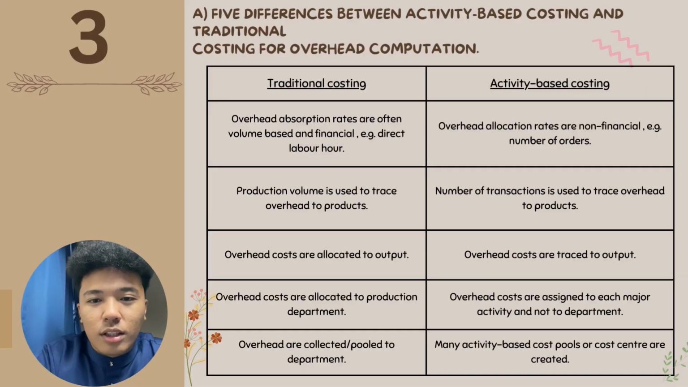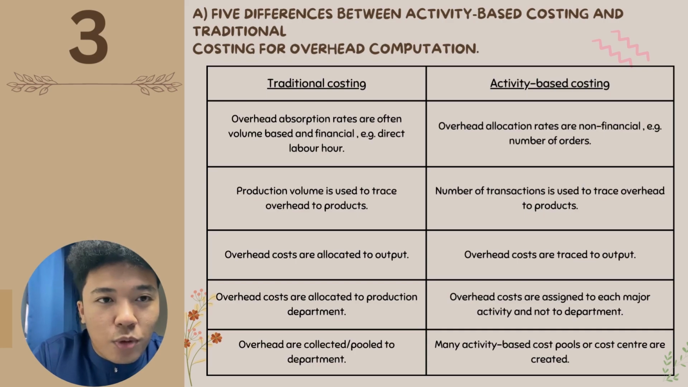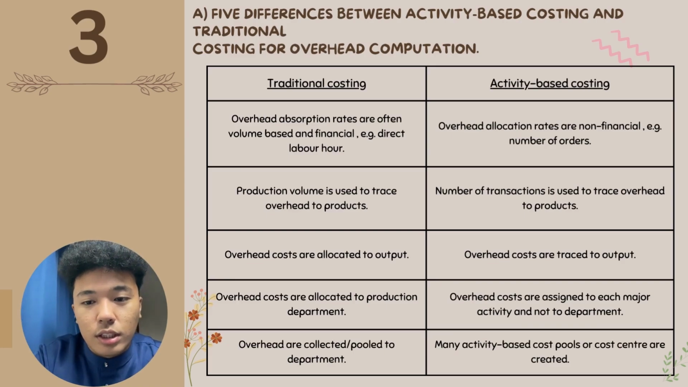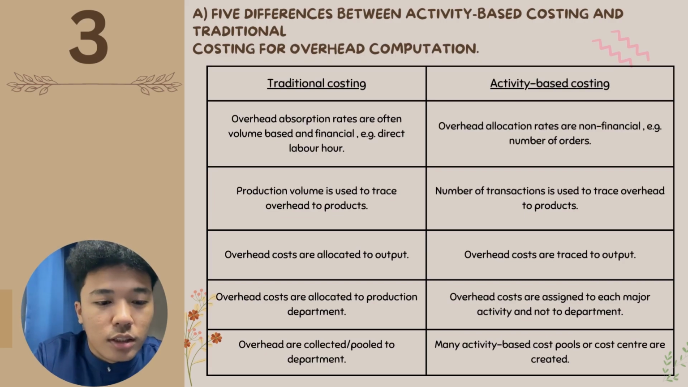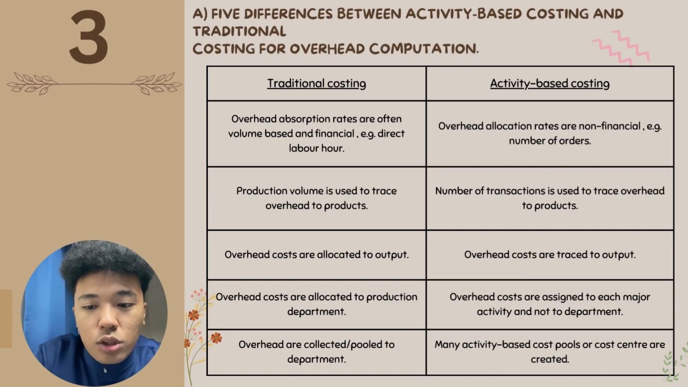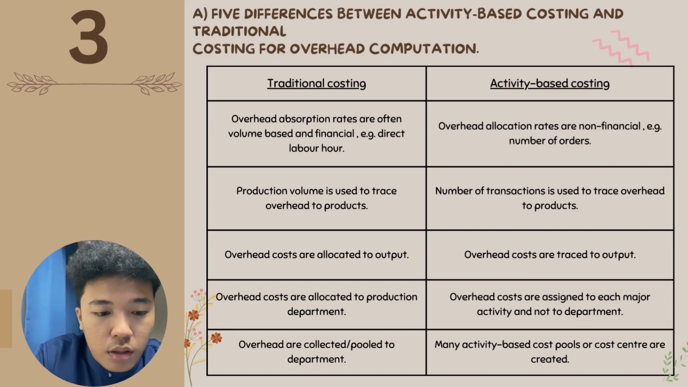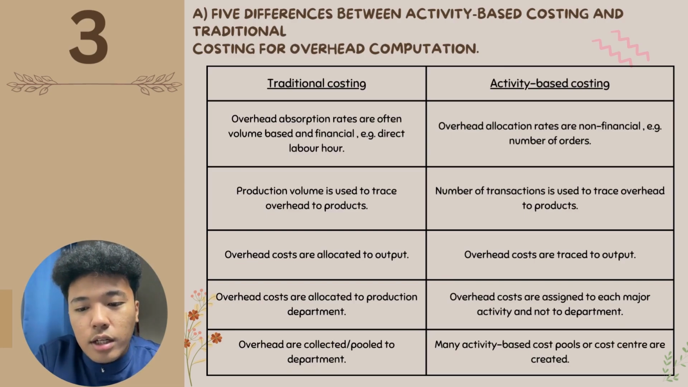There are 5 differences between activity-based costing and traditional costing for overhead computation. For the first difference, for traditional costing, overhead absorption rates are often volume-based and financial, for example, direct labor hours, while in activity-based costing, overhead allocation rates are non-financial, for example, number of orders. Second, production volume is used to trace overhead to product, while in activity-based costing, number of transactions is used to trace overhead to product. Third, overhead costs are allocated to output. Meanwhile, in activity-based costing, overhead costs are traced to output.